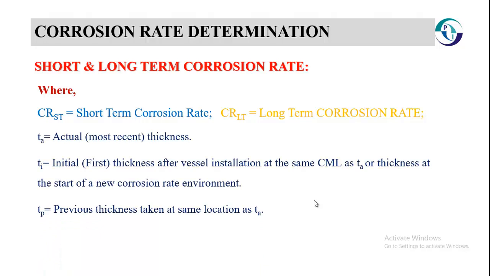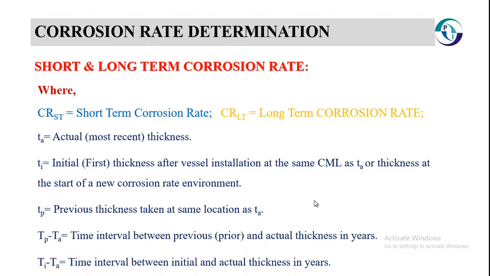T actual is the actual or the most recent thickness, and TI is the initial first thickness after vessel installation at the same CML as T actual, or the thickness at the start of a new corrosion rate environment. TP is the previous thickness taken at the same location, not the same CML. It should be at the same location as the T actual.